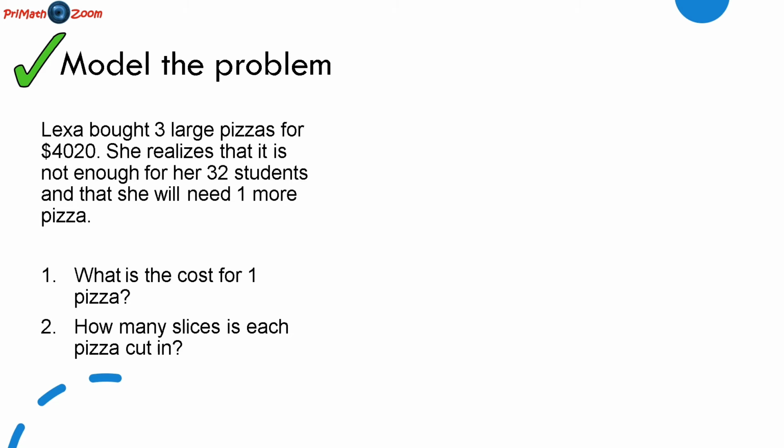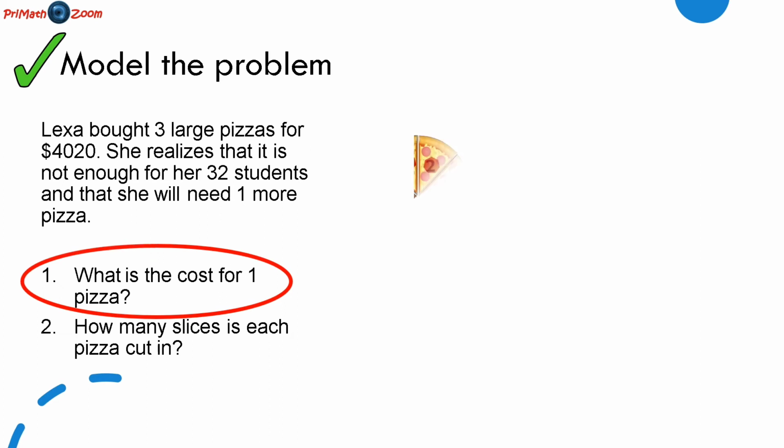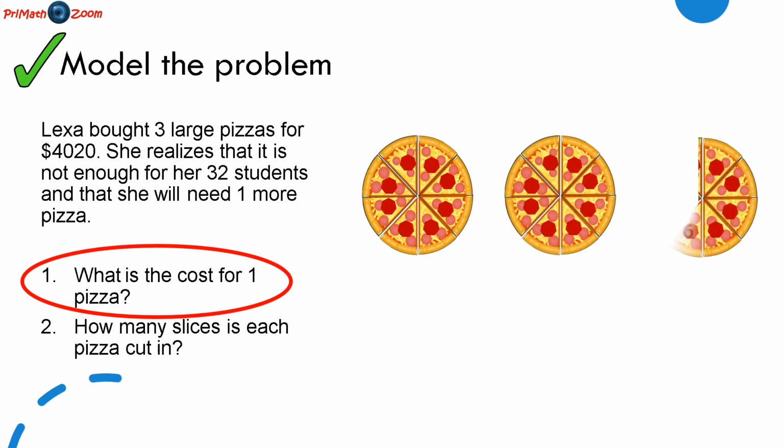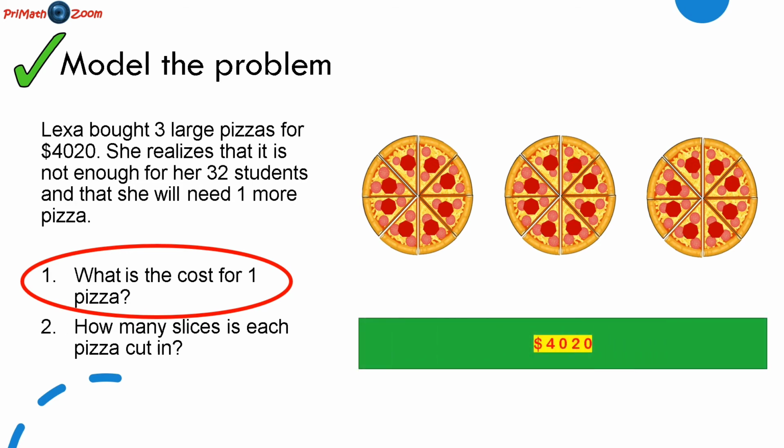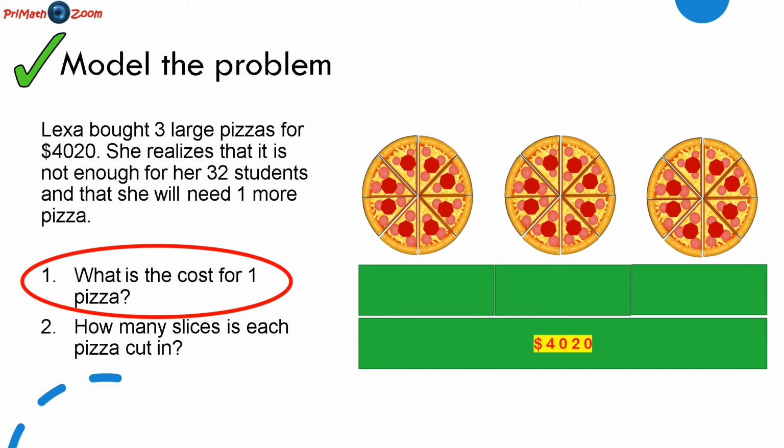Also, model the problem. That's another strategy that we could use. Here we have the same story problem, and the first question is the same. What is the cost for one pizza? Well, what we could do is model here by showing the pizzas. So we have 3 large pizzas and we want to know how much each of these pizzas costs. So we know here that the 3 large pizzas cost $4,020 in all. So with this, we need to know that if we share $4,020 among 3, we will get the cost for one pizza. So let us use this bar to show the relationship between the 3 pizzas and $4,020.